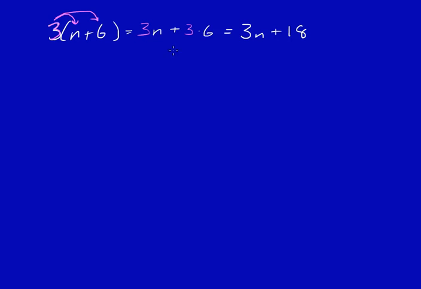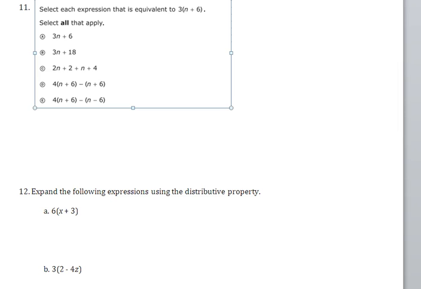A lot of people would give me the answer 3n plus 6, which is, for example, this first one right here, and those are not the same. This is saying you have 3 n's plus 6. This is saying you have a group of n plus 6, and you have 3 of those groups, so you would have 3 n's, but you would also have 3 6's. So you have to make sure that you distribute it out like that. So your first one would be B.